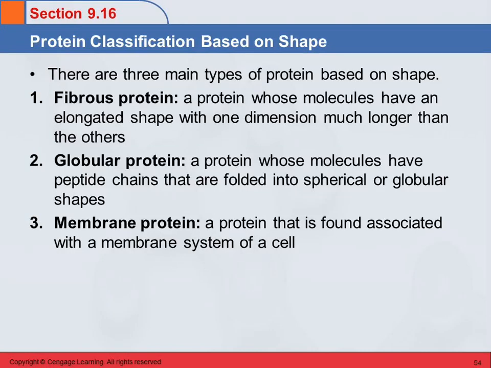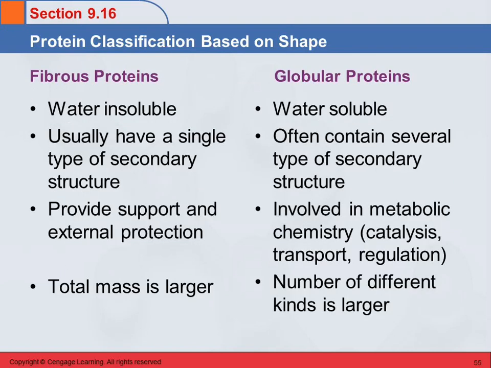So proteins can be classified based on shape. There's three shapes. Fibrous proteins have a long shape. Globular proteins have more of a spherical or globular shape. And membrane proteins are found within cell membranes.